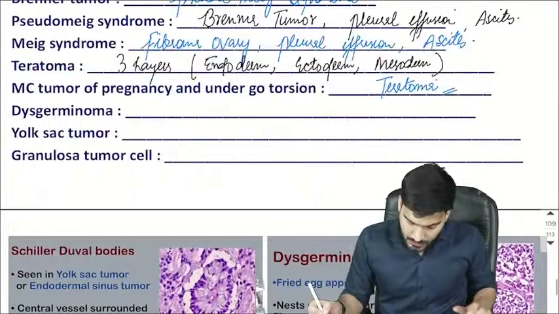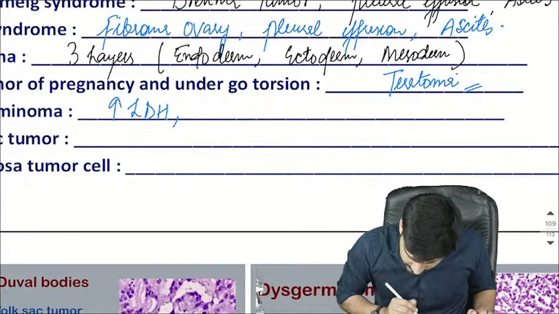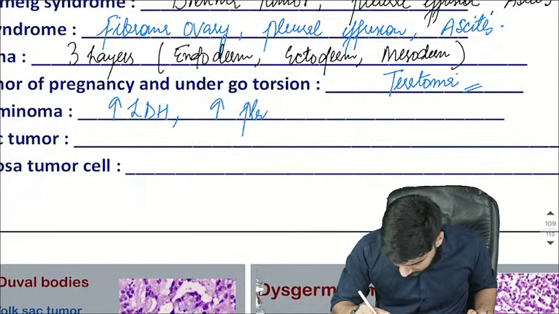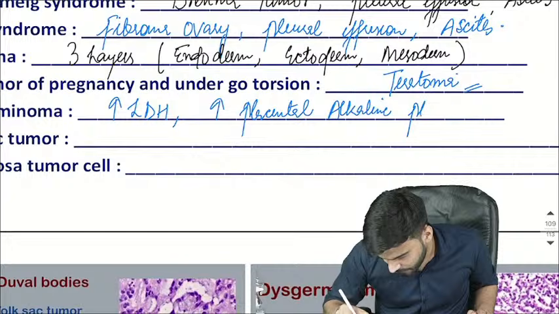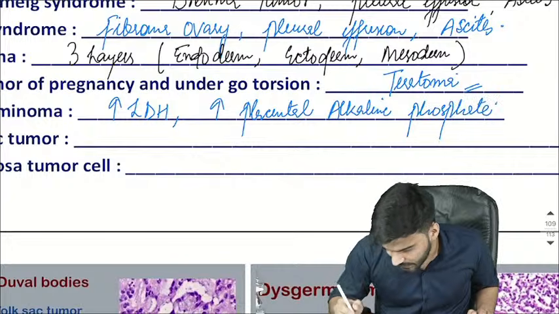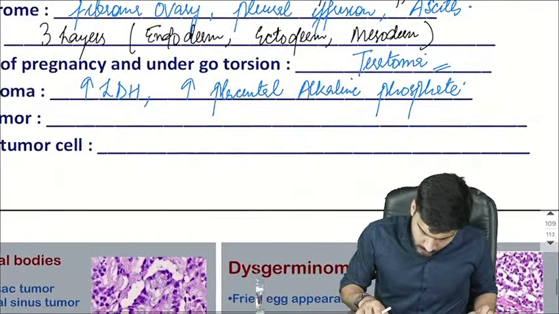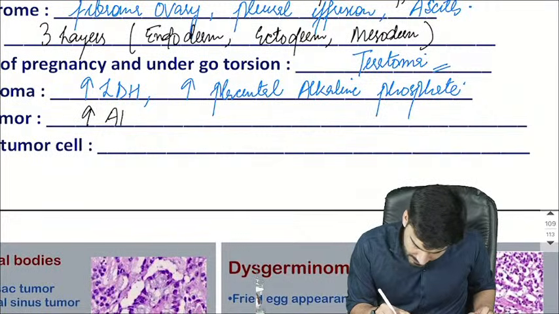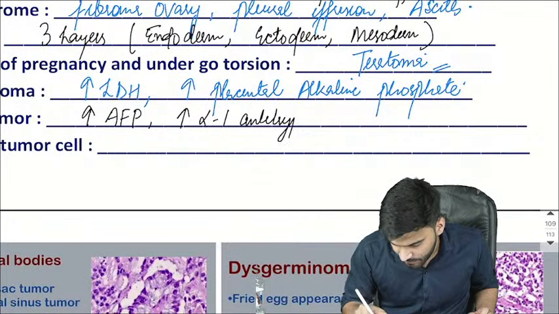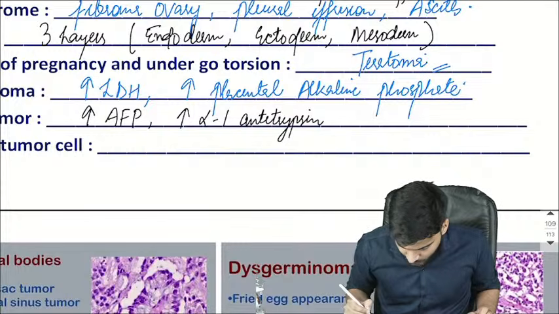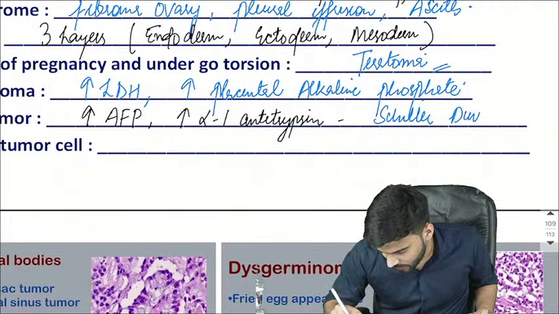Okay, next to that, what is dysgerminoma, guys? Remember, in dysgerminoma we have increased LDH levels and we have increased PLAP, that is placental alkaline phosphatase. Okay, next to that we have yolk sac tumor. In yolk sac tumor we have increased alpha fetoprotein, we have increased alpha 1 antitrypsin, and the classical bodies which are seen are Schiller-Duval bodies.